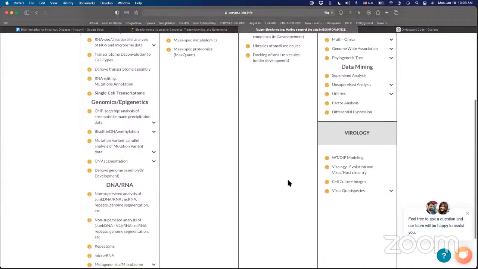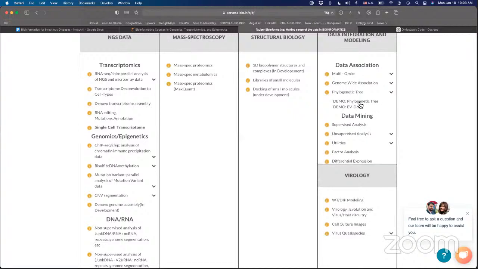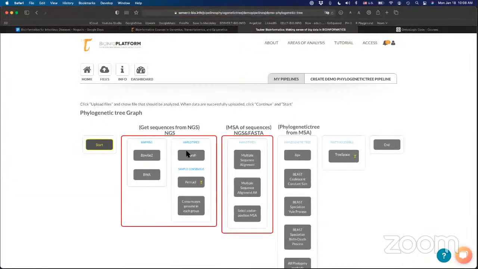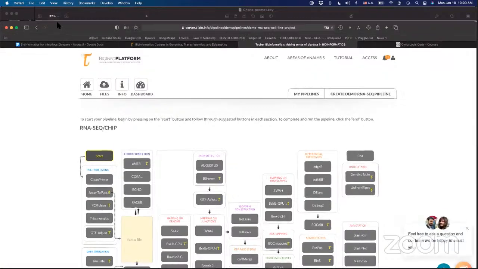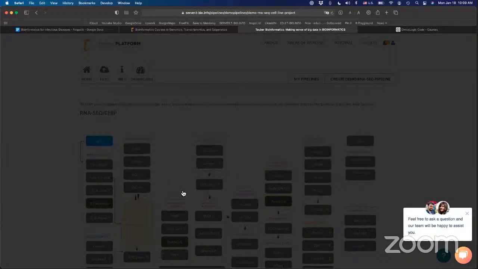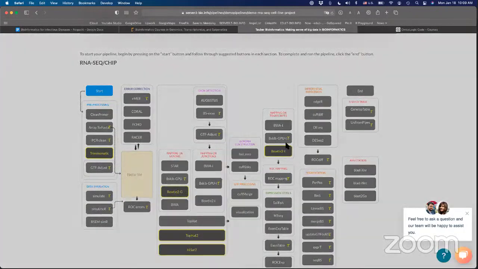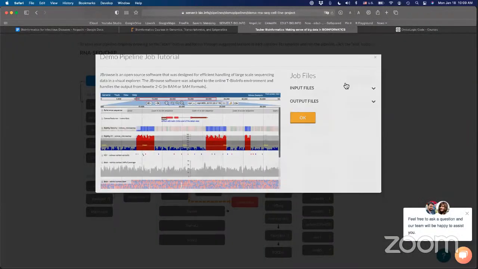So here you can see a number of different examples, for example, how you can build a phylogenetic tree. And this could be done using FASTQ files or assembled genomes in FASTA files. We will also look at how to analyze transcriptomic data. So for example, how we can build a whole pipeline to study patterns in our next generation sequencing data for transcriptomic data analysis.